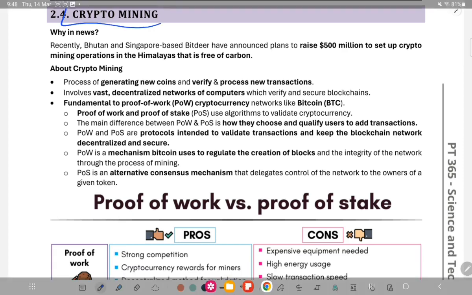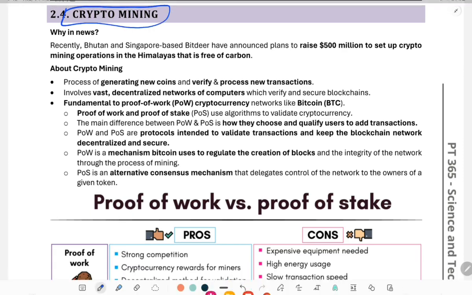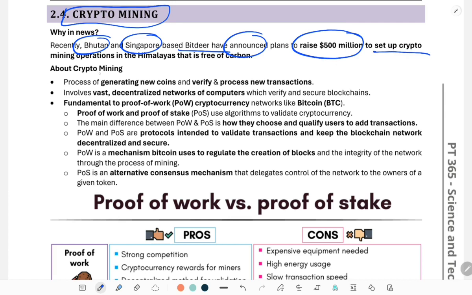Next, we'll discuss crypto mining. Recently, Bhutan and Singapore-based Bitdeer announced their plans to raise $500 million to set up crypto mining operations in the Himalayan region that is free of carbon. We'll see about crypto mining.